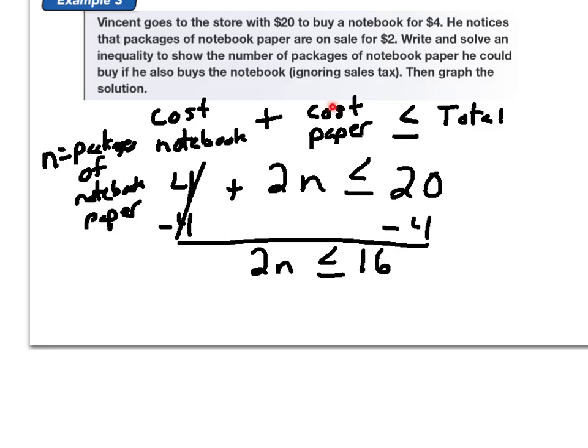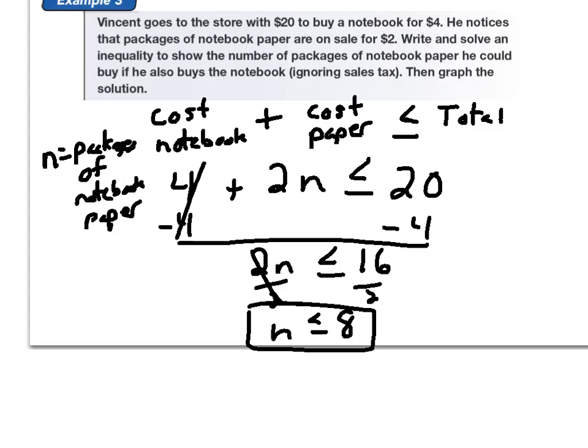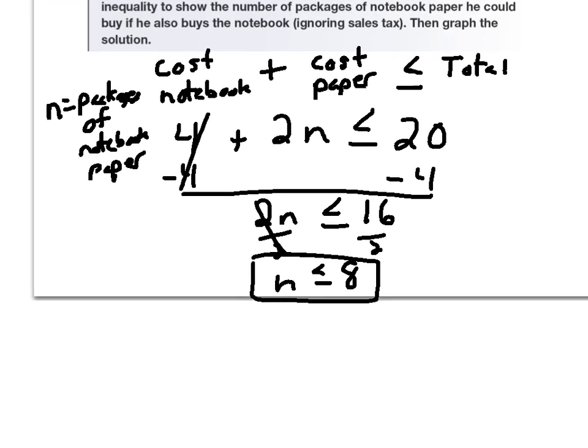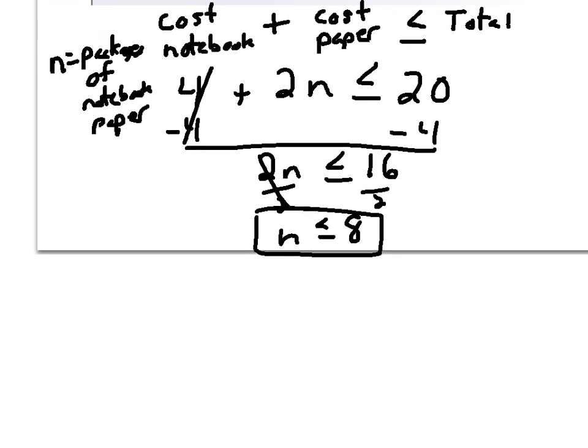So basically what we're saying is the cost of the paper is 2n, so he's got $16 of paper that he can buy once we take out his $4 for the notebook. Well, to find out how many packs he could buy, we're going to divide by 2 to cancel this, and we get 8. So basically what we're saying here is he can buy 8 packages of paper or less and spend $20 or less. Alright, and now we need to graph the solution.